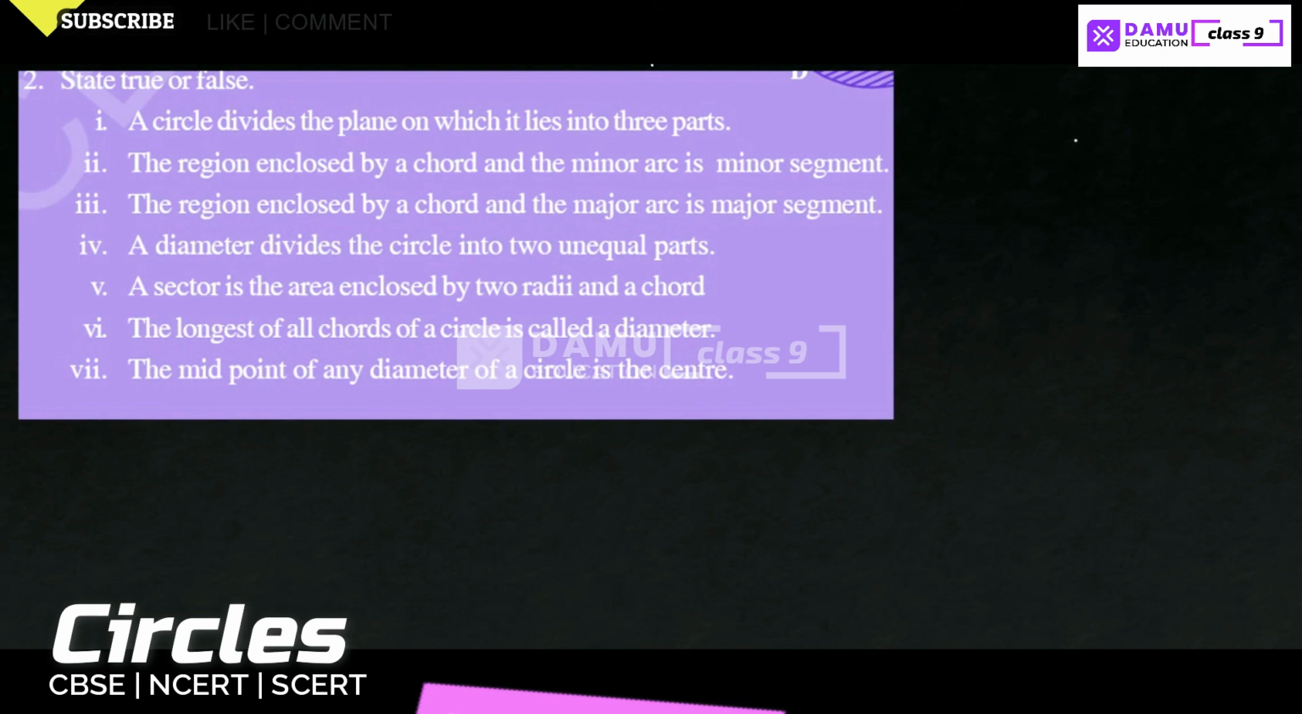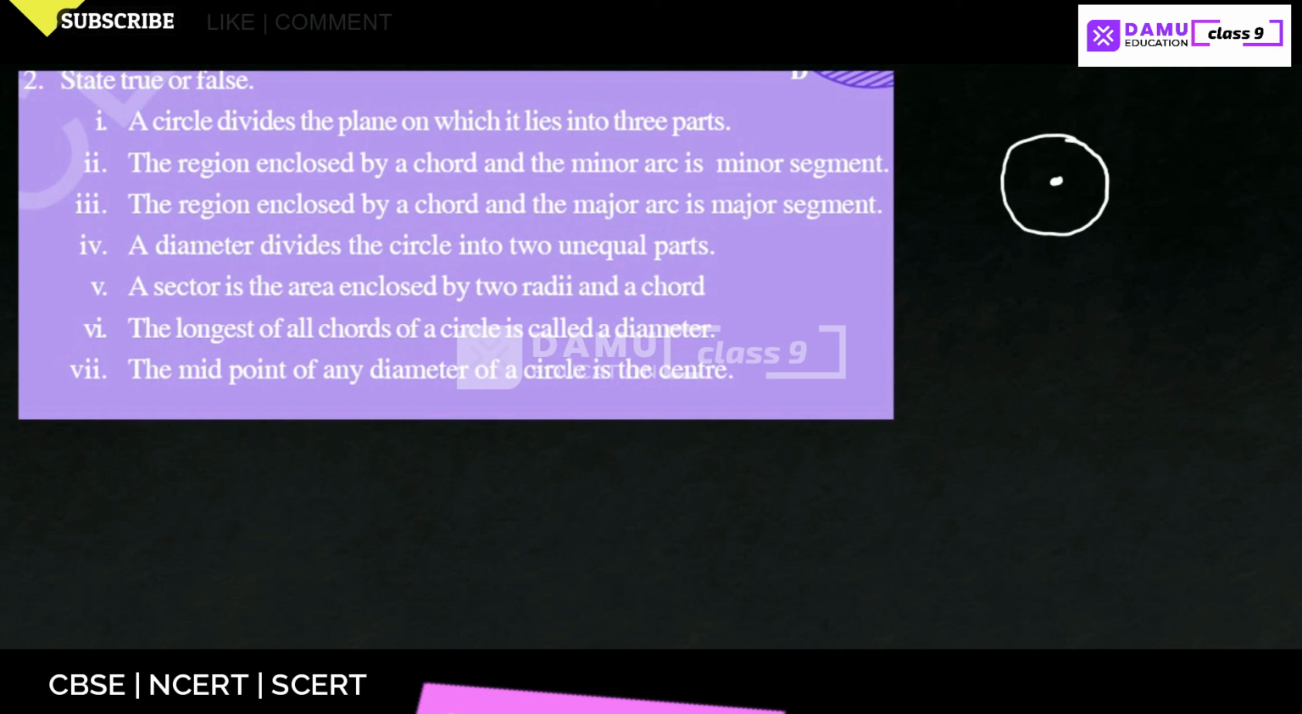So let's take one, draw one circle. So we are drawing one circle. Then this is the plane region. So it will divide this plane into 3 parts. Correct. This is actually true.